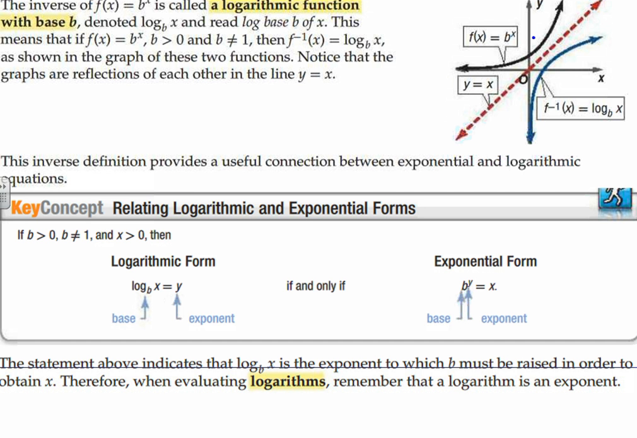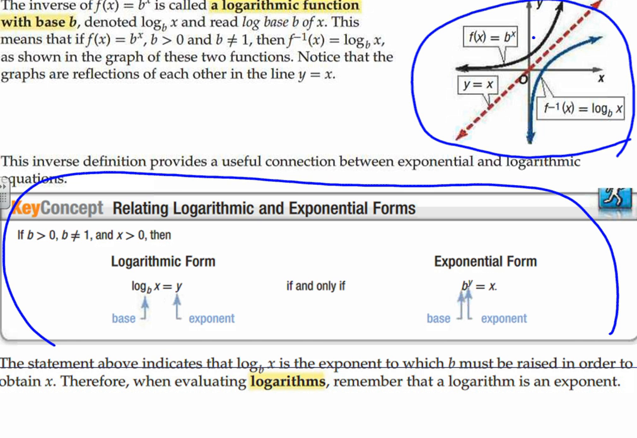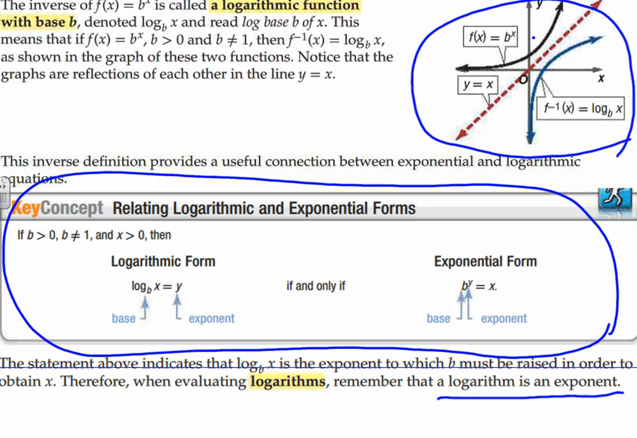Yesterday, as you know, we converted from logarithmic to exponential form back and forth. We just said that a logarithmic function is the inverse of the exponential function. You might want to sketch a picture of this, write whatever you think is appropriate from this piece of information. And then down at the bottom, I'll just read that. The statement above indicates that the log base b of x is the exponent to which b must be raised in order to obtain x. Therefore, when evaluating logarithms, remember that a logarithm is an exponent. So we should probably have that written in our notes just as a reminder.